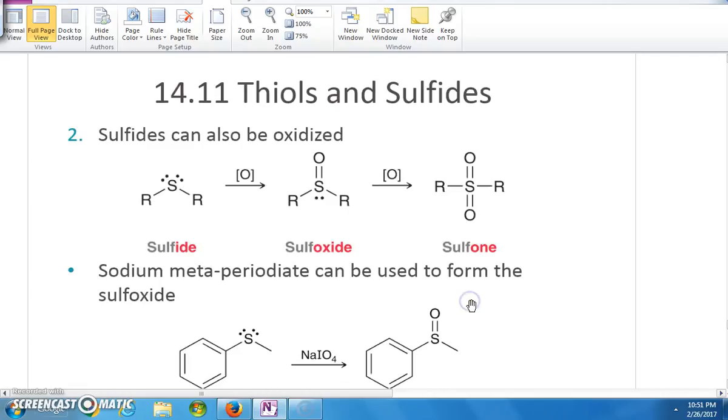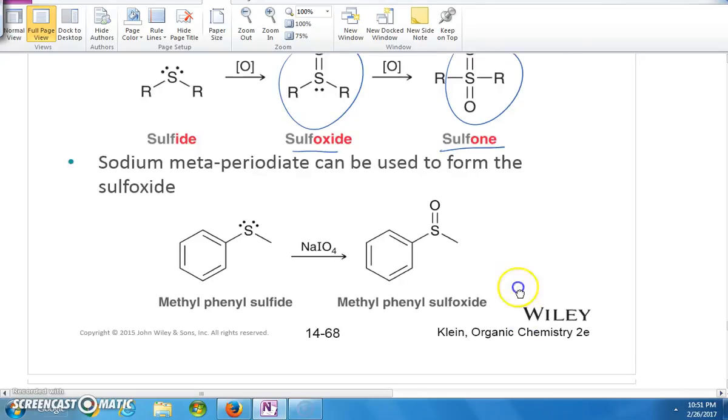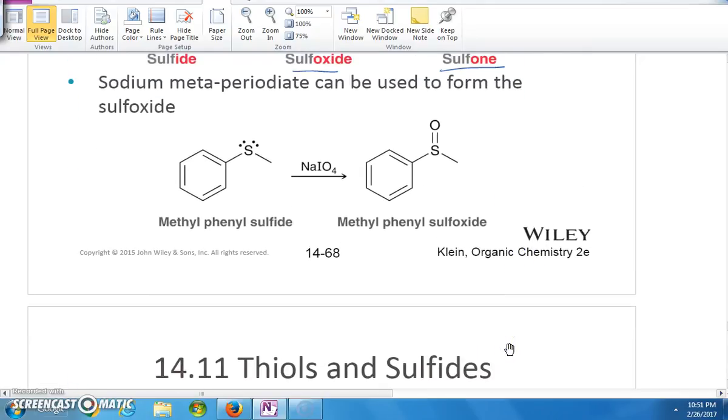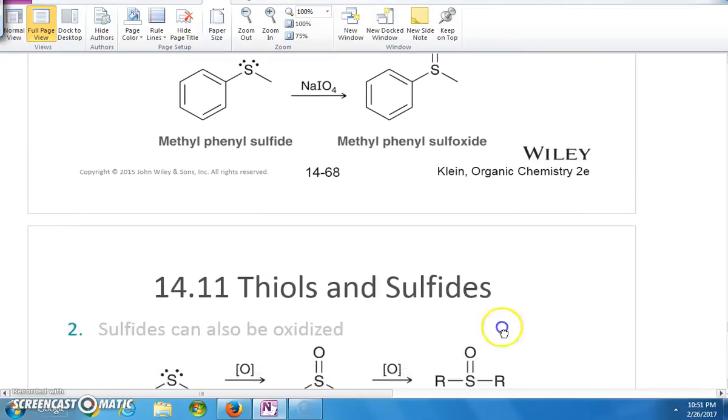Now, sulfides can also undergo oxidation. You use an oxidizing agent to go from the sulfide to the sulfoxide and then to the sulfone. Make sure you know what the sulfoxide is and the sulfone. Remember, we had DMSO, dimethyl sulfoxide, which is a good solvent for SN2 reactions. Or you can use sodium metaperiodate, which can form the sulfoxide. So this is something you want to make a note of. How do you go from the sulfide to the sulfoxide? Use sodium periodate.